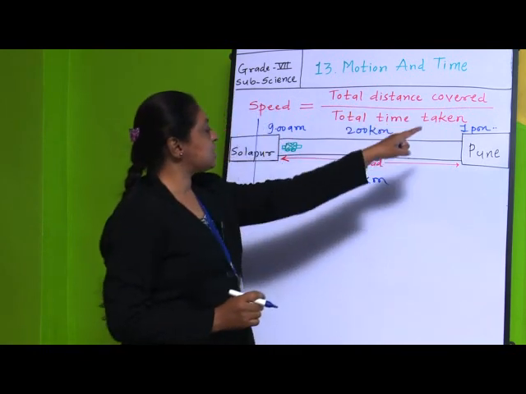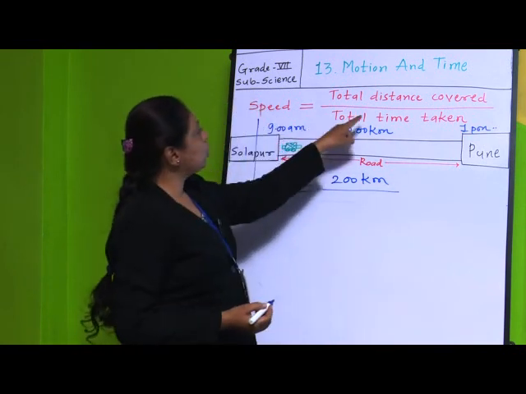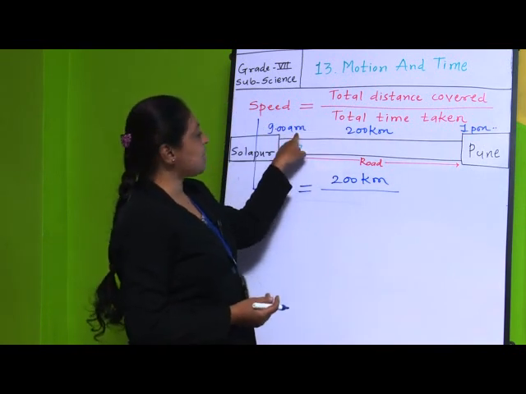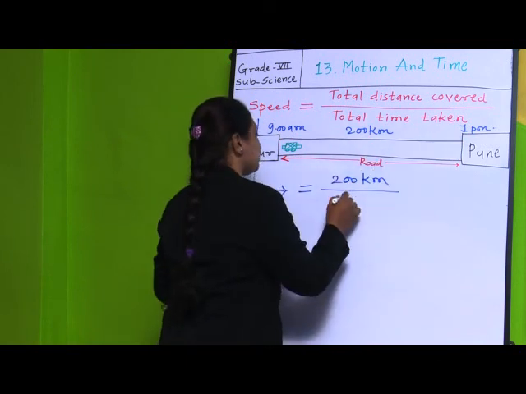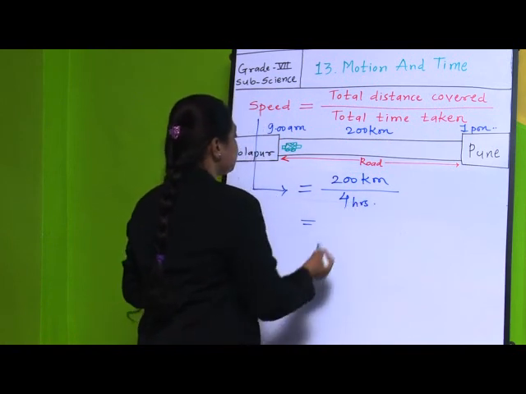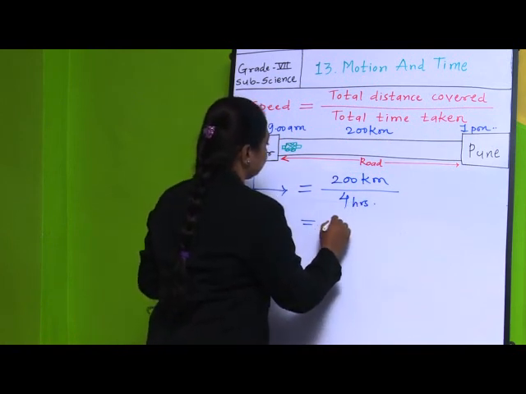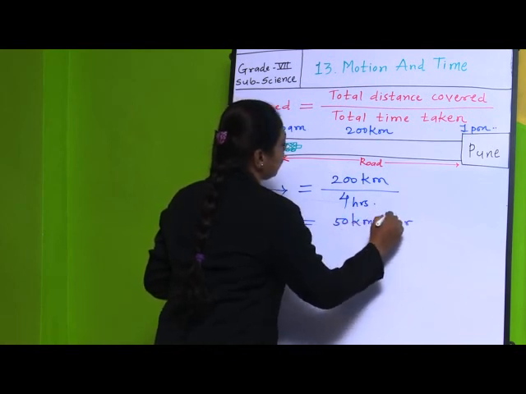So total distance covered is 200 kilometers, and it is divided by the total time taken. It started at 9 and reached at 1. So 4 hours are there. So what will be the speed? Again it will be 40 kilometers per hour.